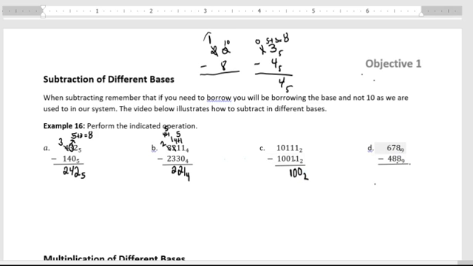Okay, so for the next one we have 8 minus 8, that's 0. 7 minus 8, I cannot do that, so I'm going to borrow 1. So this is a 5. So now for this 7, we're borrowing 9. So 9 plus 7 is 16, minus 8 is 8. 5 minus 4 is 1.